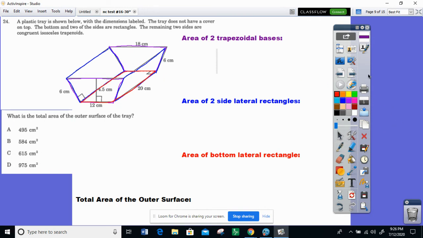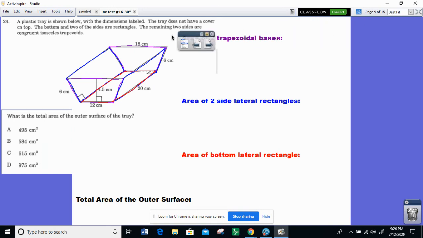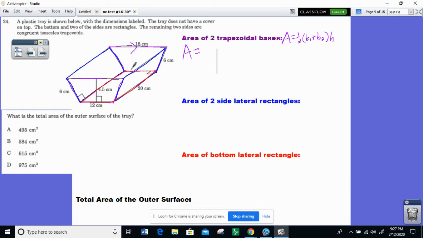So what's the area formula for a trapezoid? That area formula is 1/2 times base 1 plus base 2 times the height. So what are the 2 bases? They're the parallel sides. That would be 18 and 12. So 1/2 times 18 centimeters plus 12 centimeters times the height. The height is the perpendicular distance between the 2 bases. So that's going to be 4.5 centimeters.